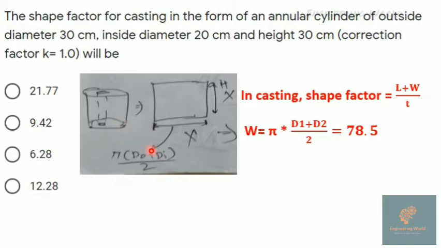And thickness, you know how to find the thickness, d2 minus d1 by 2. So by putting all the values in the equation, we get 21.77.